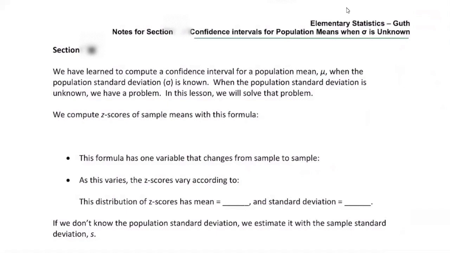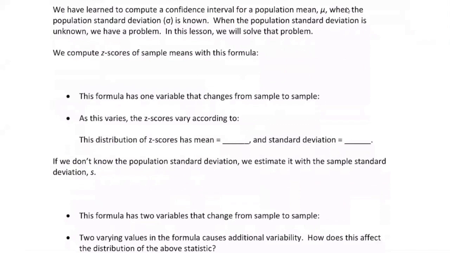So I was going to go ahead and read this. It says, we've learned to compute a confidence interval for a population mean mu, which is what we just did, when the population standard deviation is known. When the population standard deviation is unknown, we have a problem. In this lesson, we have to solve that problem. Okay, so to compute z-scores of sample means, we use this formula.